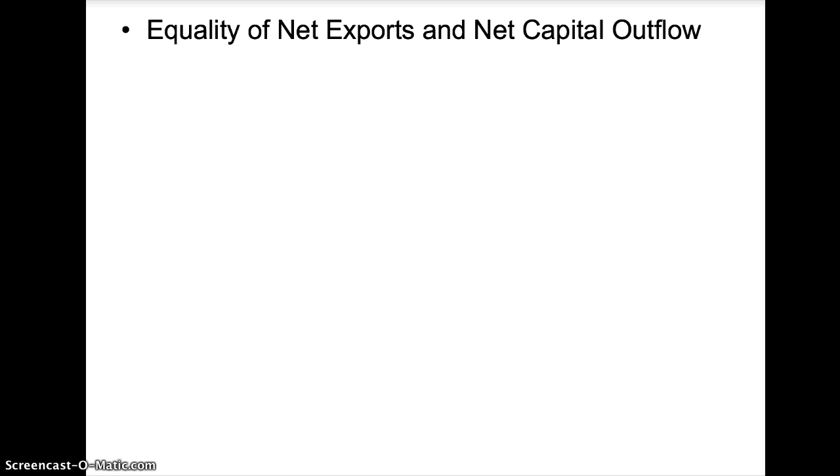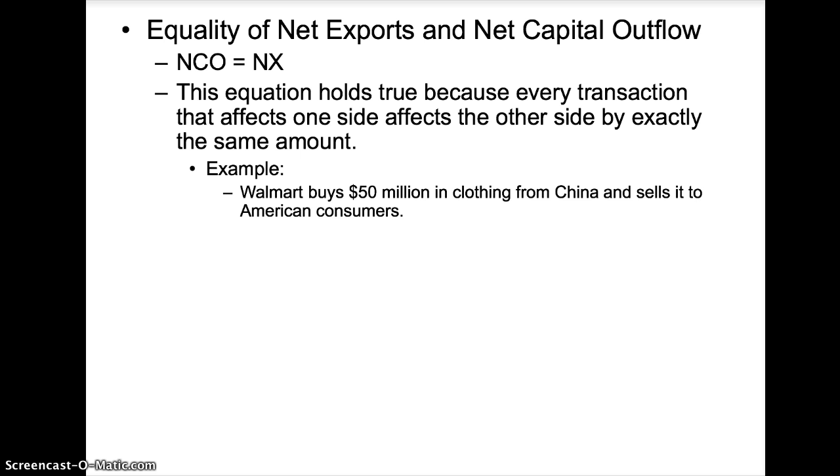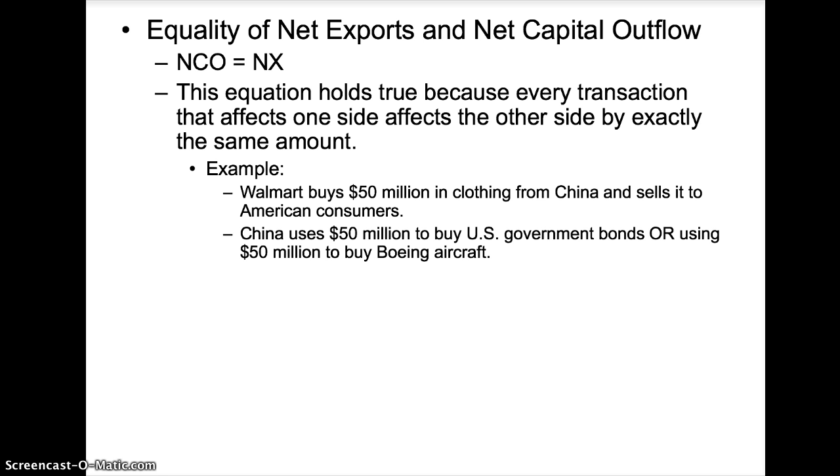Equality of net exports and net capital outflow. Net capital outflow must equal net exports. NCO equals NX. This equation holds true because every transaction that affects one side affects the other side by exactly the same amount. For example, Walmart buys 50 million in clothing from China and sells it to American consumers. China uses the 50 million to buy U.S. government bonds or uses 50 million to buy Boeing aircraft. The amount of net exports is the same as the amount of net capital outflow.